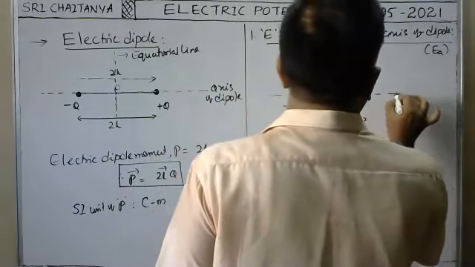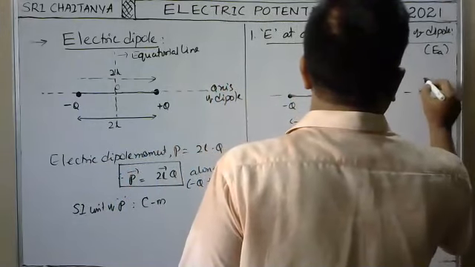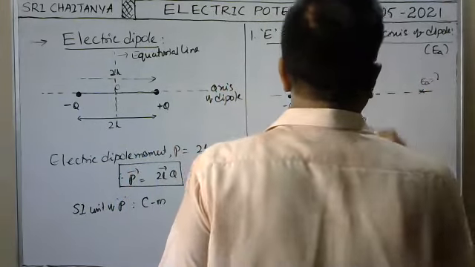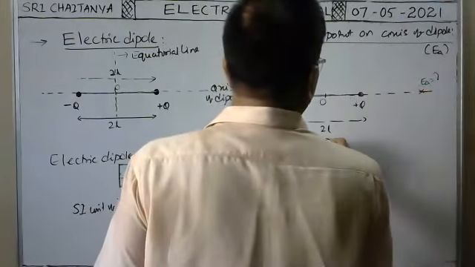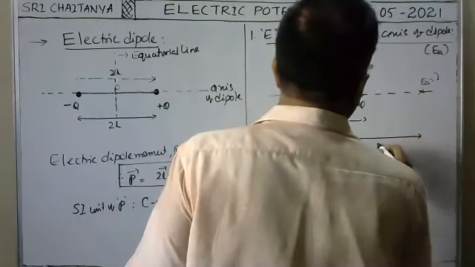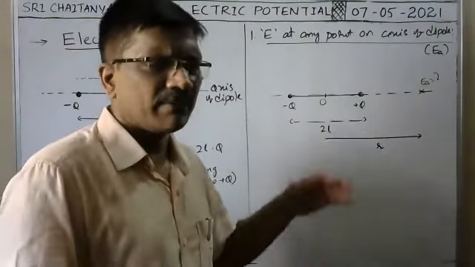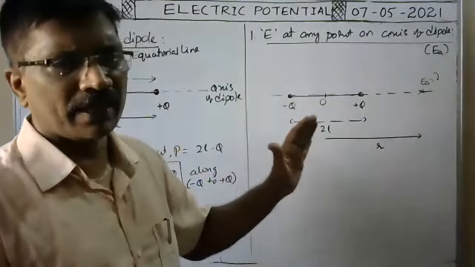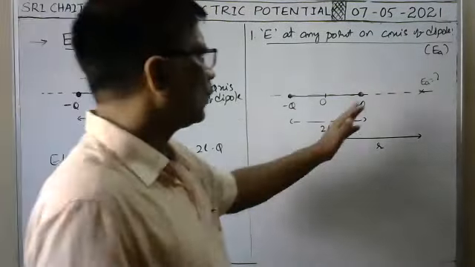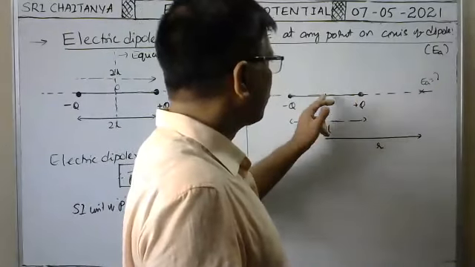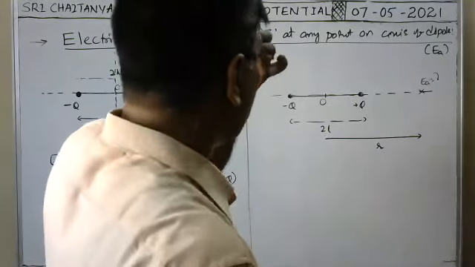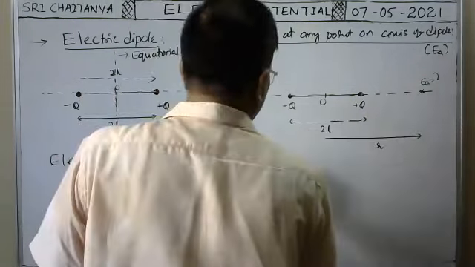On the axis, at any point here, what is the intensity of electric field? Suppose this point is at a distance r from the midpoint of the dipole. Every distance of any point will be measured from the midpoint of the dipole. That is given. Now, what is the intensity of electric field at this point?